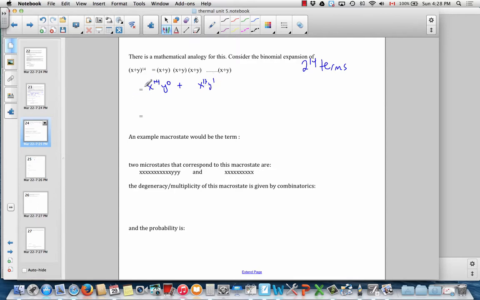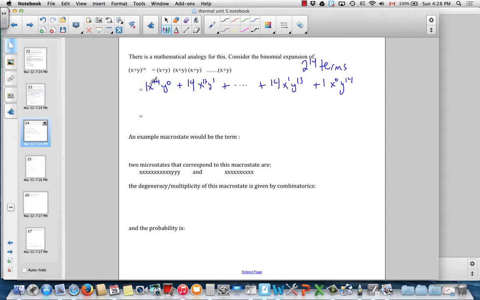There's only one way to get this x to the 14 term. You just pick the x out of each bracket. But to get x to the 13, it turns out there's actually 14 ways to do that. Because you've got to pick one y. Well, you could pick it out of the first bracket, the second bracket, etc. You could pick it in 14 ways. Now, at the other end of this expansion, there will also be 14 ways to get x to the 1, y to the 13, and there will be only one way to get x to the 0, y to the 14.